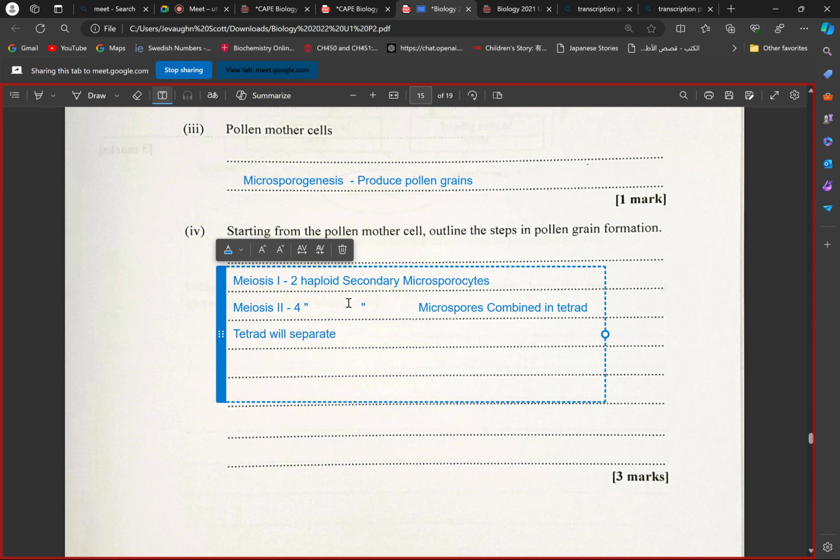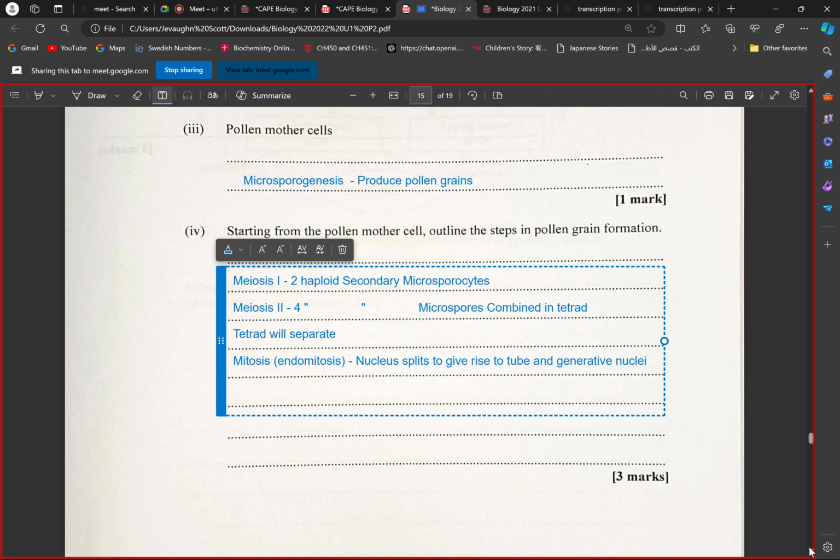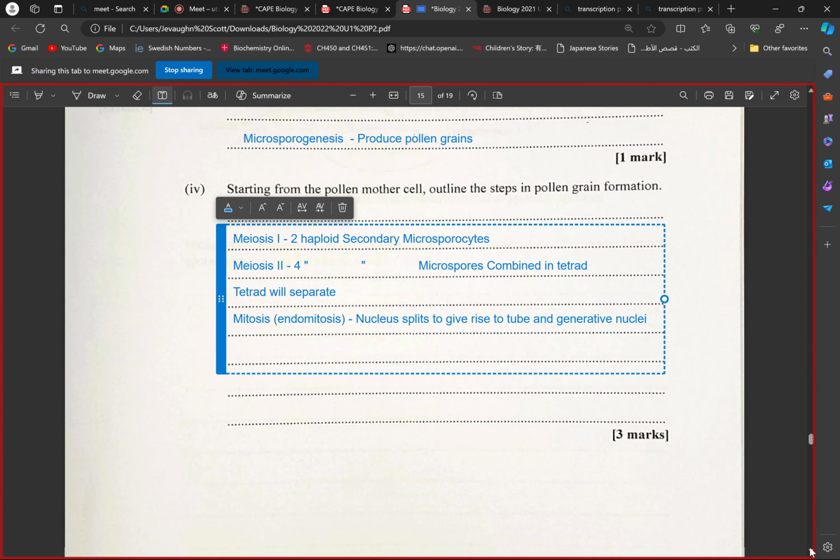And then each cell will undergo mitosis in the cell nucleus, not the entire cell. So we have what we call endomitosis, or mitosis within the cell. So the nucleus splits to give rise to tube and degenerative nuclei. All right. So it's generally that structure. It's not too in depth, but it's generally that structure, right?